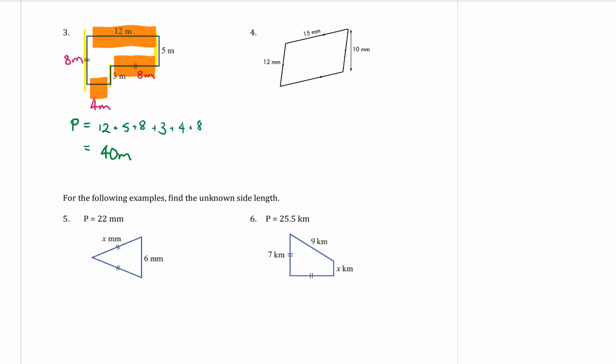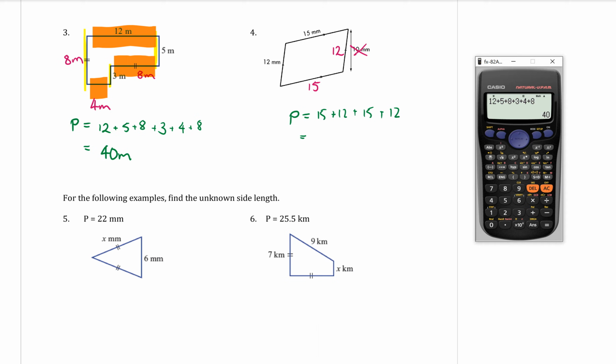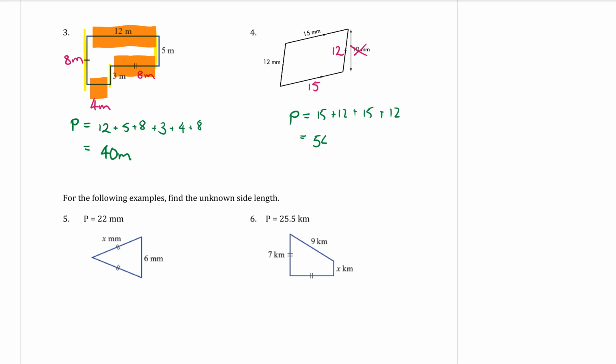We do not want to use that 10. We want to use that side, which would be 12, just like the one across from it. And 15 here means 15 down there. So P for perimeter is 15 plus 12 plus 15 plus 12, which is 54 millimeters.